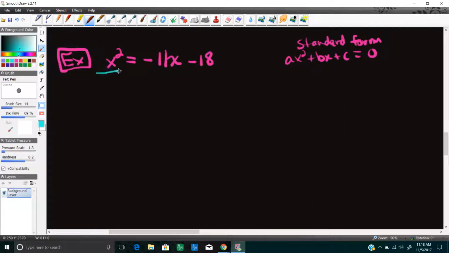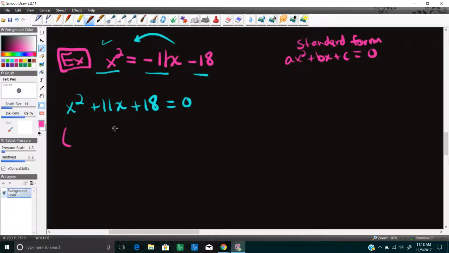Typically, we want to leave the x squared positive, so this one's good. We're going to leave that one like that. I'm going to move this piece and this piece that way. Now remember that when we move anything, the signs will change. So when I rewrite this, I will have x squared plus 11x plus 18, and then equal to 0. And it's equal to 0 because since I moved everything away from this side, we're left with 0, okay?